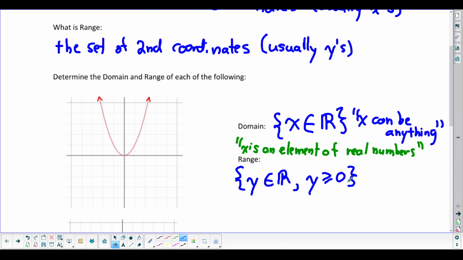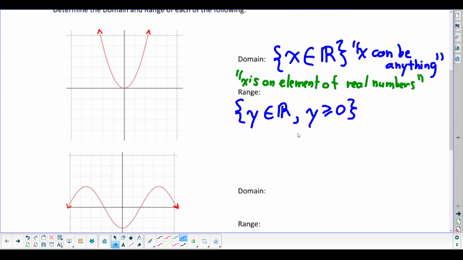Okay, so we could say y could be anything bigger than or equal to 0, or y is an element of the reals where y is greater than or equal to 0. All right, let's look at another example here.